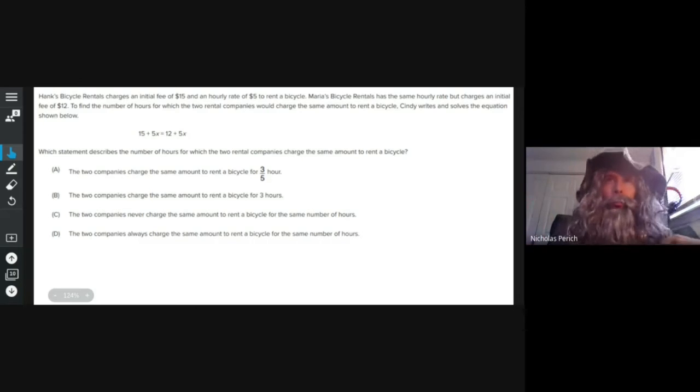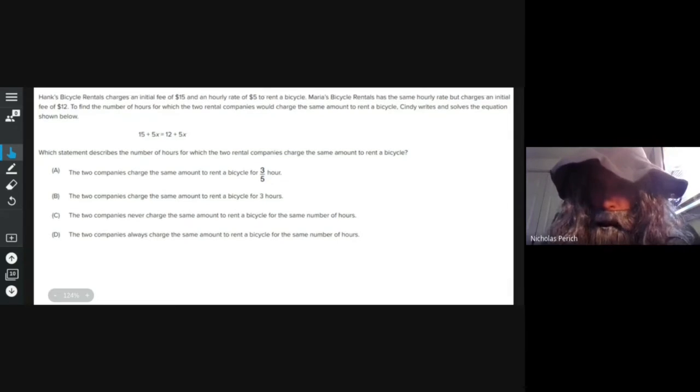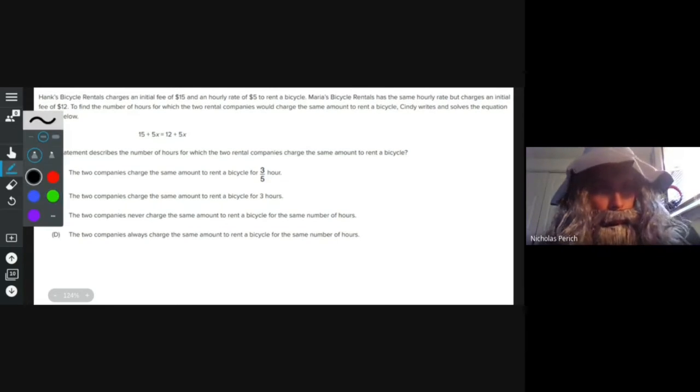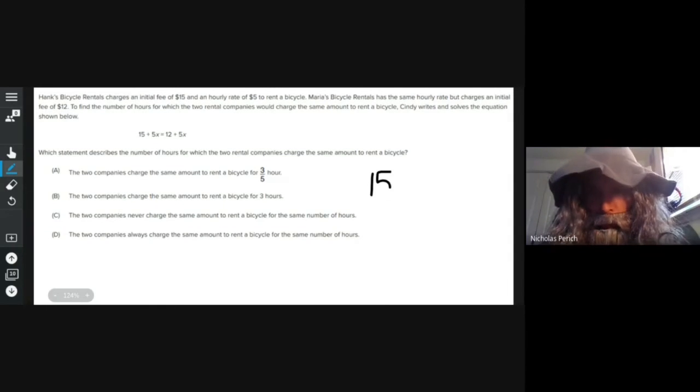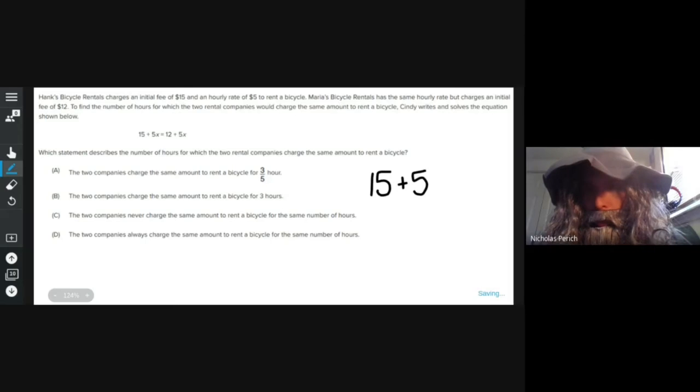I pay with mushrooms. To find the number of hours for which the two rental companies would charge the same amount to rent a bicycle, Cindy writes and solves the equation shown below. So let me write this equation here. We have 15 plus 5x equals 12 plus 5x.